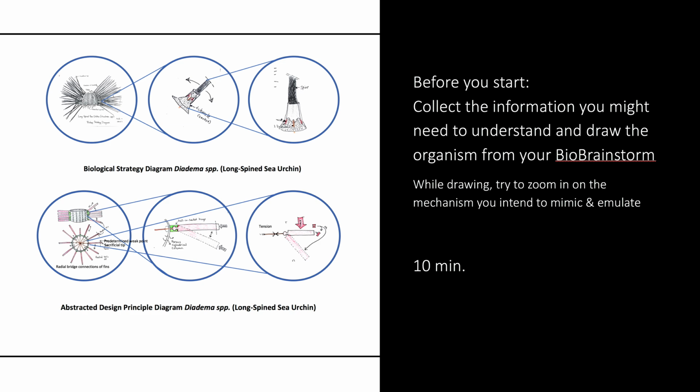And you'll see on the top an example of a biological strategy diagram that I did for the long-spined sea urchin. And in the bottom, you see the abstracted design principle diagram, where you could see that the radial attachments have something to do with the movement of those spines working independently on the outside of the spiny sea urchin. Also, there's a longer description that goes with these, but this is just to show you how you can visualize your biological strategy diagram and how you can visualize your abstracted design principle diagram.